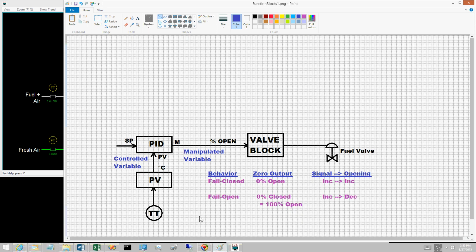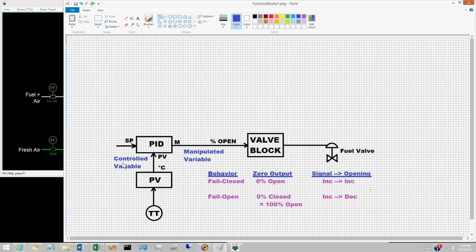The PID block in the diagram is for the hot air temperature controller. The PID block has two inputs, process variable or PV and set point or SP. The PV input is the output of the PV block for the hot air temperature. The set point is provided by the process operator, so no source is designated for the set point input on the block diagram.